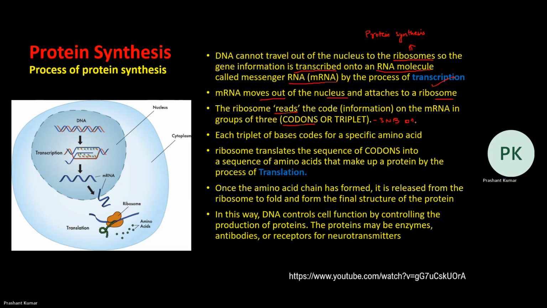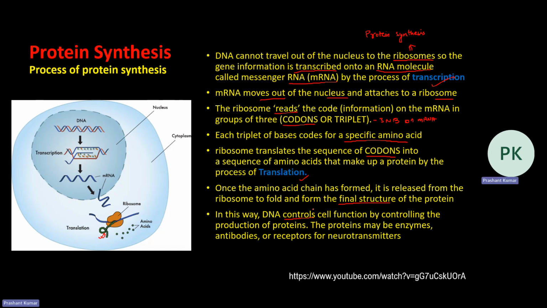Fine. Each triplet, or each codon, actually codes for a specific amino acid. So when the ribosome translates the sequence of codons, actually it is translating amino acids by the process of translation. Once a long chain of amino acids is formed, you can see here in this diagram, the green chain has been formed, right? This protein will get customized and come to its final structure. And in this way, the DNA controls the function of each and every part of the cell, right?